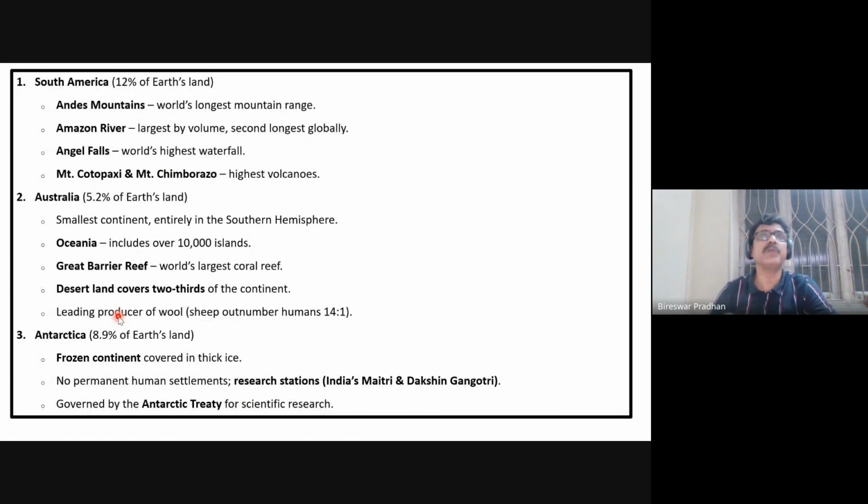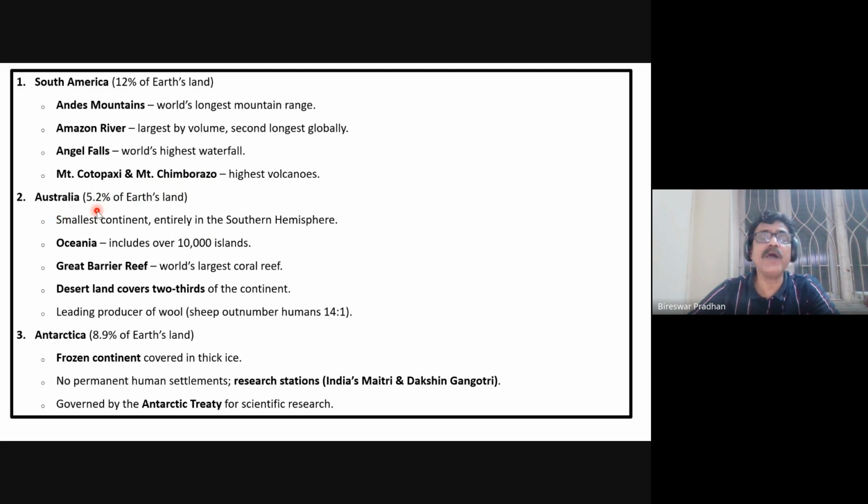Now we come to South America, which has 12% of the Earth's land. The Andes are the world's longest mountain range. The Amazon River is the largest by volume and second longest globally. Angel Falls is the world's highest waterfall, and Mount Cotopaxi and Mount Chimborazo are among the highest volcanoes.